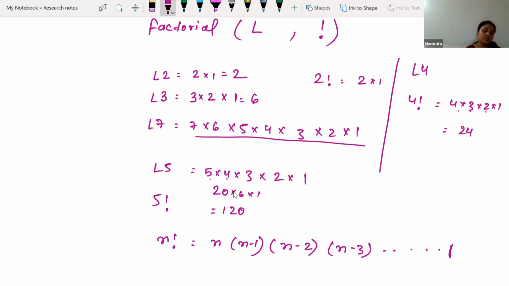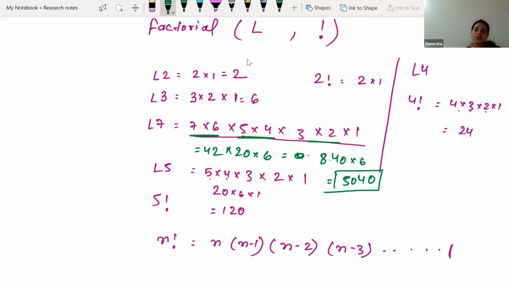So suppose we have to find the value of factorial 7. Just like this one, the way we have written, now we have to do the calculation also. 6, 7 times 42. 5, 4 times 20 into 6. So we will be having 42. 2 times, let's multiply. 2, 2 times 4. 4, 2 times 8. 8, 40 into 6. 6, 4 times 24. 4, carry 2. 5, 0, 4, 0. This is what we got as factorial 7. Can you see it? We just have to write the thing and multiply them together. That's it. Is it okay?